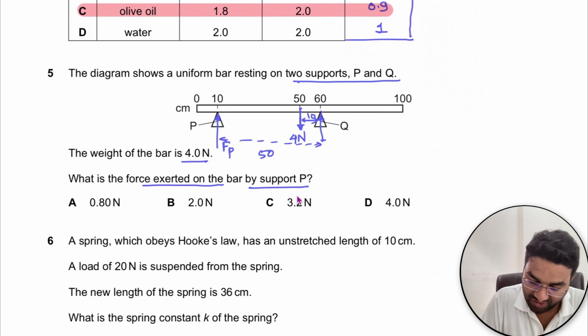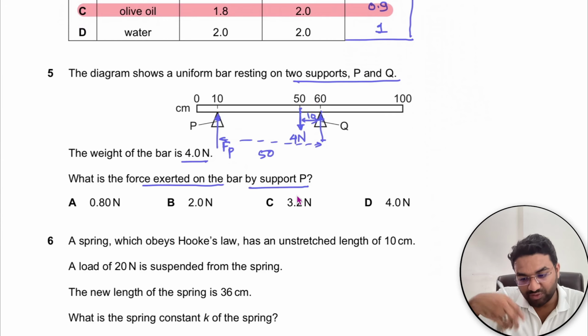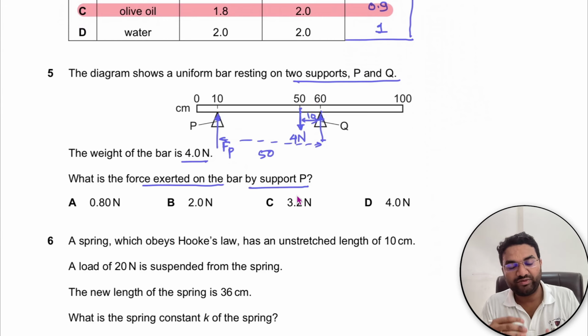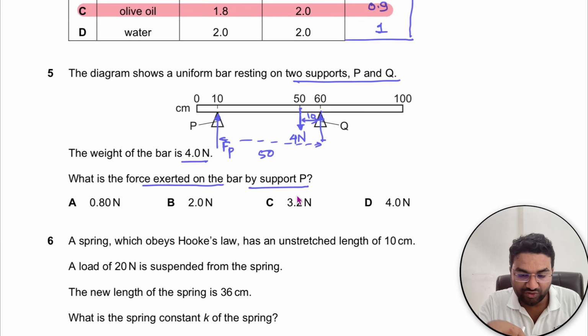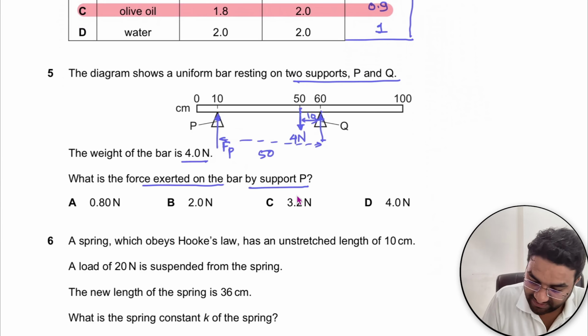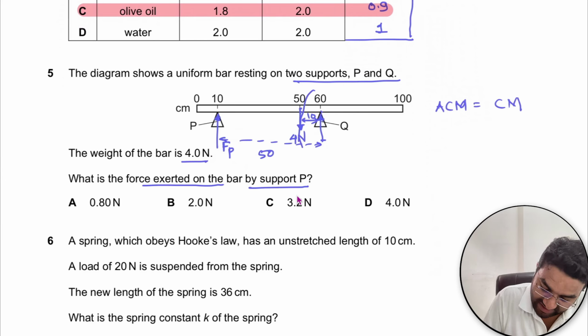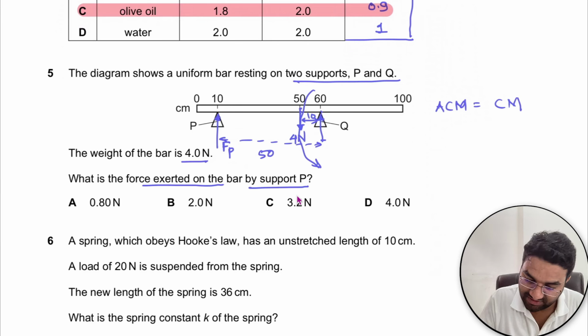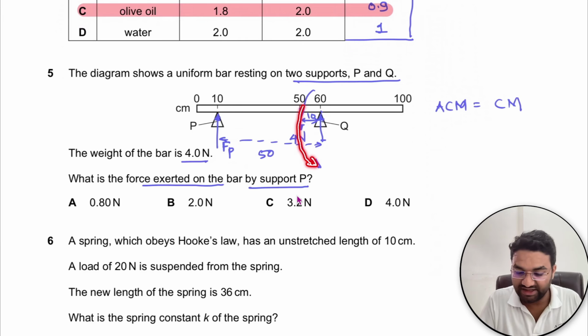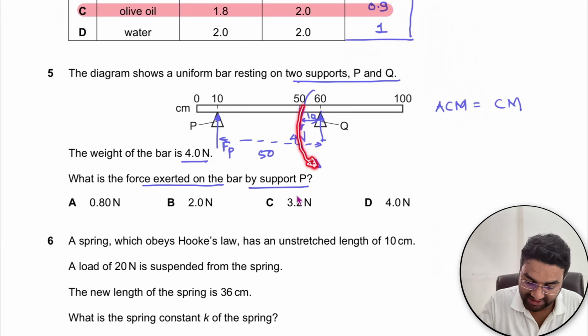All right. So why do we have to calculate? Firstly, because we have to take the moment. I hope you know the principle of moments: anti-clockwise moment is equal to clockwise moment. Anti-clockwise is basically this. So this weight is actually an anti-clockwise moment. And then this force F is a clockwise moment.